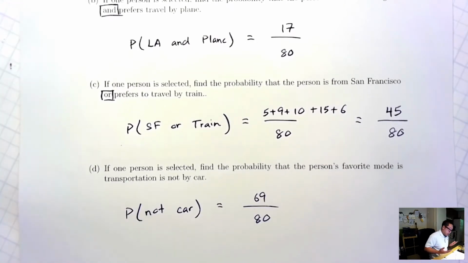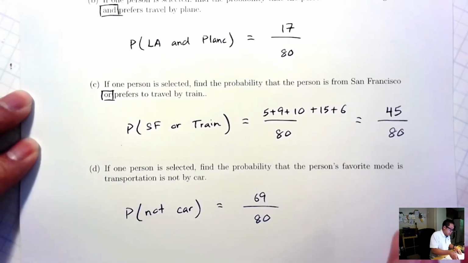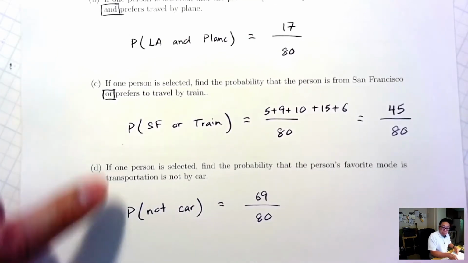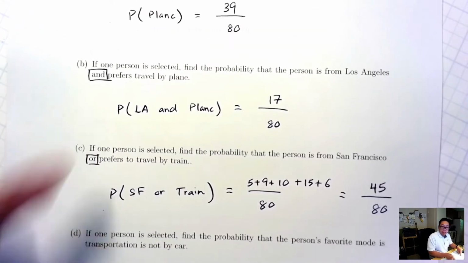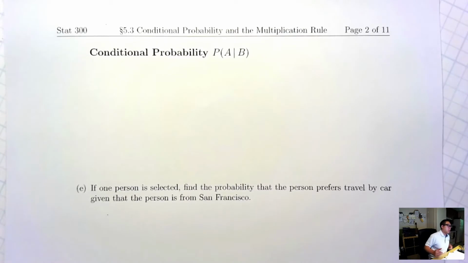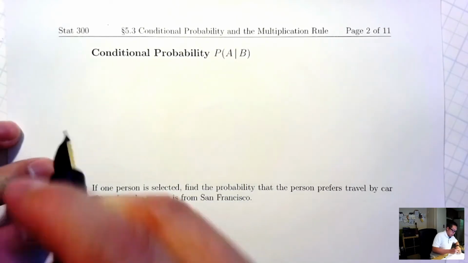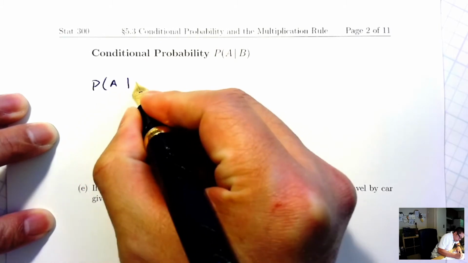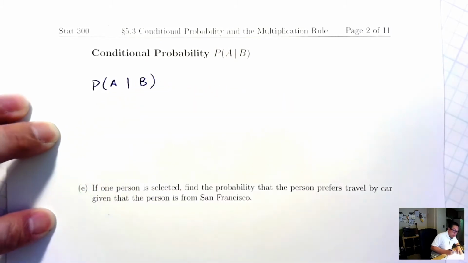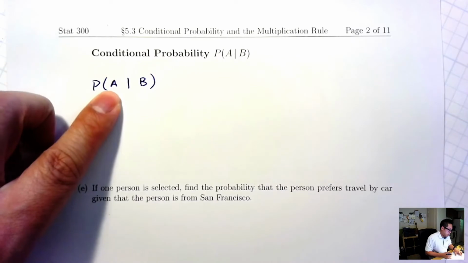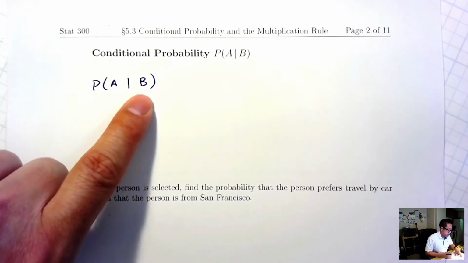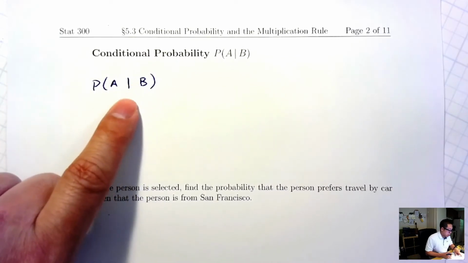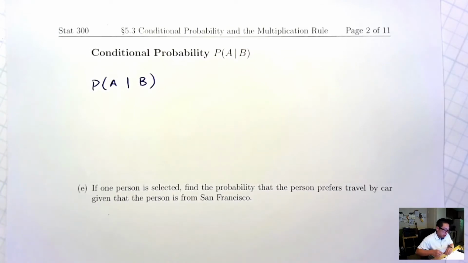All right, that was a brief review of what we talked about in section 5.2: not, or, and. The first new thing we're going to talk about today is conditional probability. The notation for conditional probability is this. Let me rewrite it. The way you read this is probability of A given that B already occurred. The line stands for the word given.